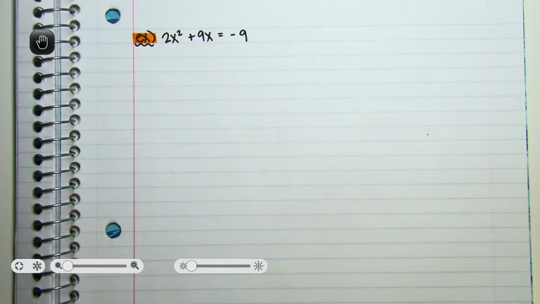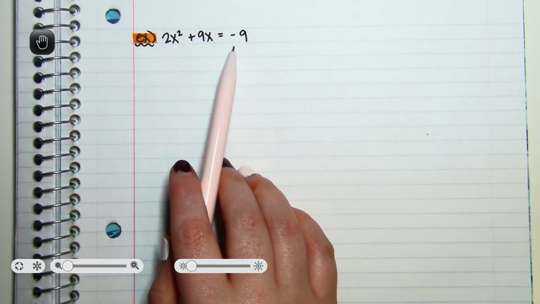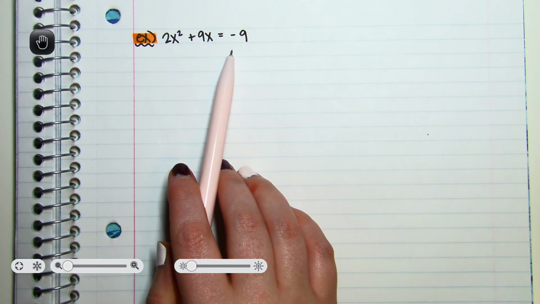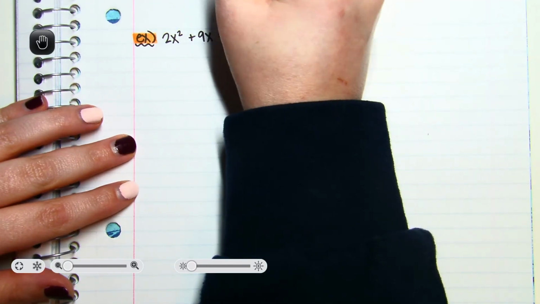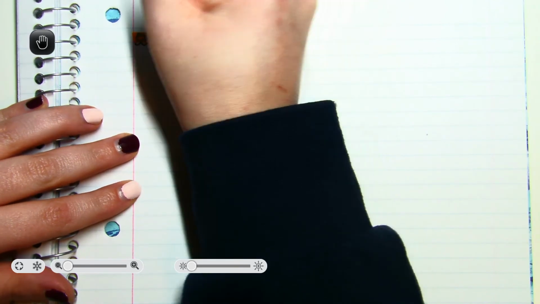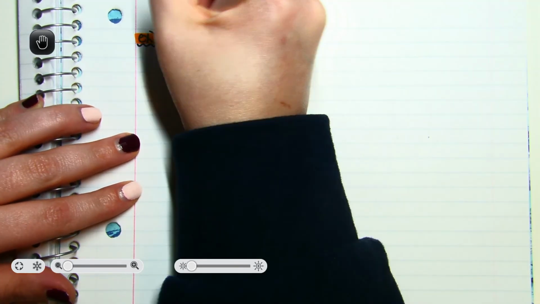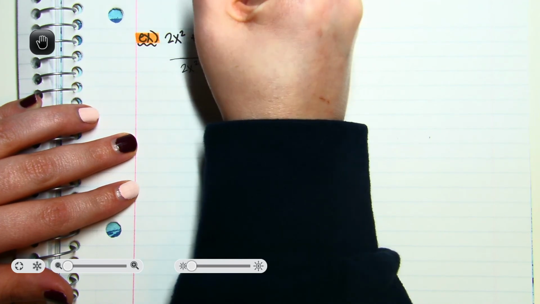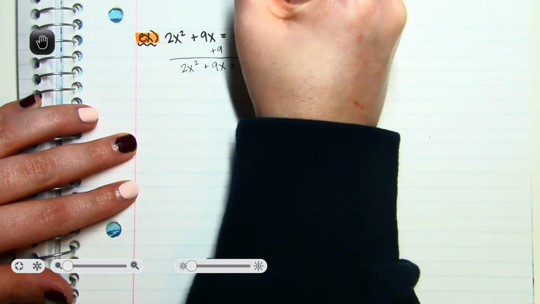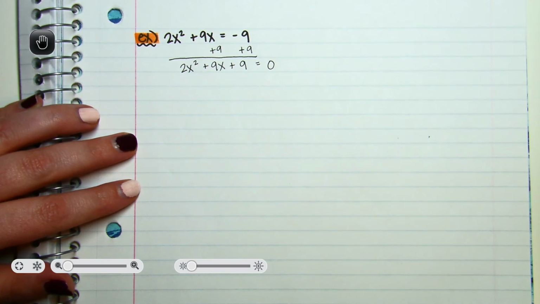So first thing I notice is this thing is not equal to 0. So I need to move this -9 over to the other side. So I'm going to add 9 to both sides. And then I'll end up with 2x squared plus 9x plus 9 equals 0. So now it is equal to 0. And I need to factor. Do I have a GCF? You should have said no, we do not.